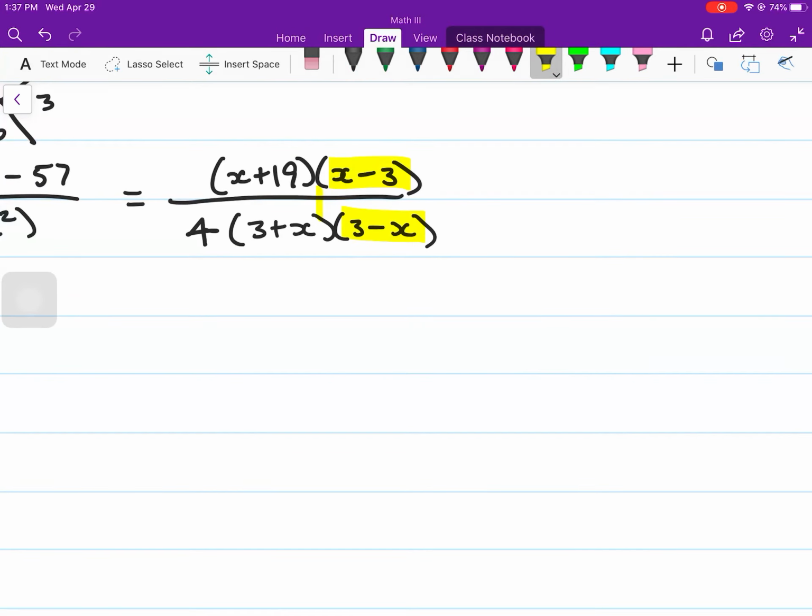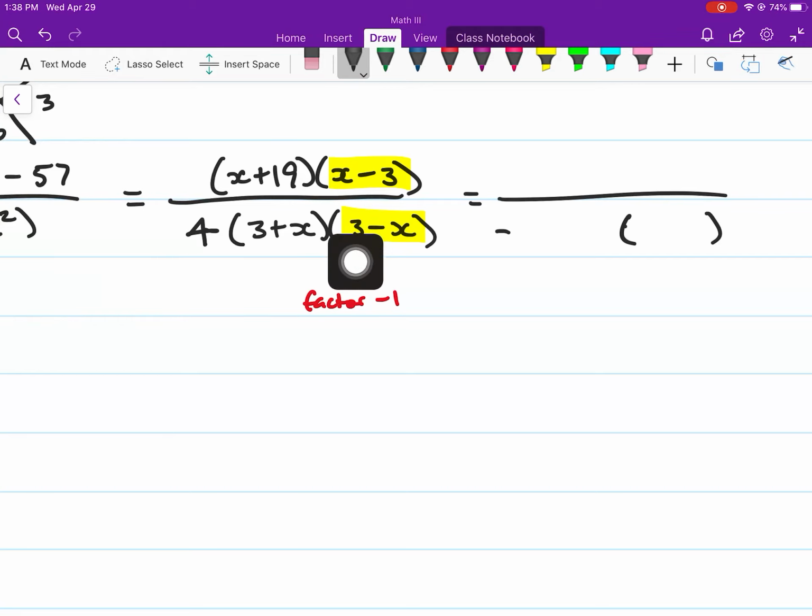Now notice with this one, these are not quite the same. But we can make them the same. So how are we going to do that? Well, we're going to go ahead and factor out a negative 1. So what that will become is a negative out in the very front, and then that'll become a negative 3 and a positive x.